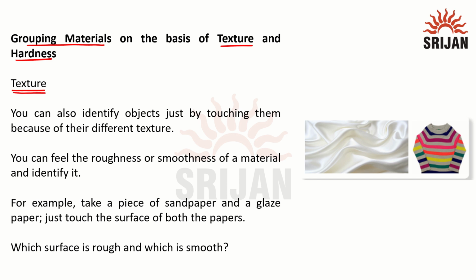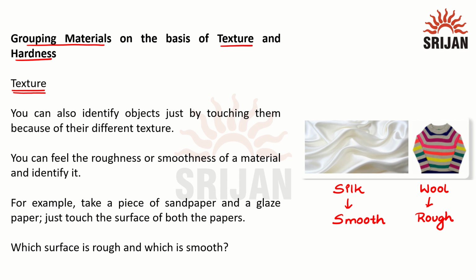Now here we have two examples. One is a silk cloth. The other is a woolen cloth made up of wool. Both are made up of fiber, silk fiber and wool fiber. Now, which is soft to touch, which is hard, or which is smoother, which is kind of rough? So, all of you agree that silk has a smooth structure, whereas wool has a rough surface.